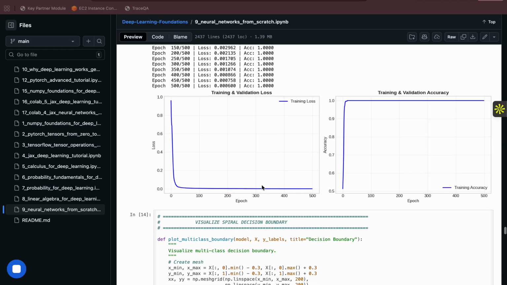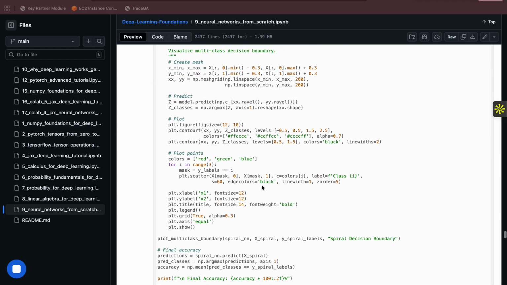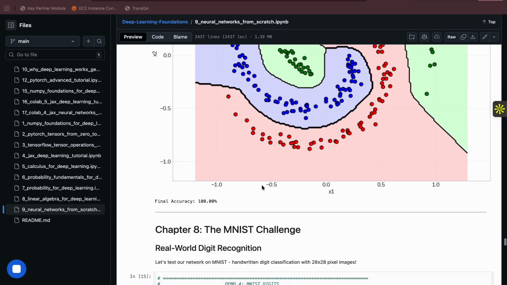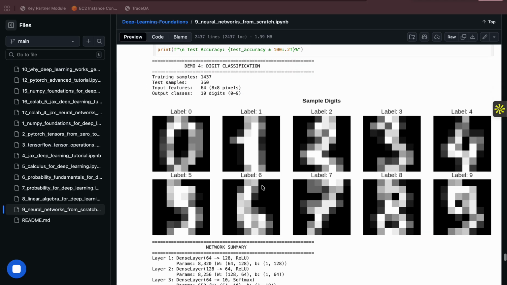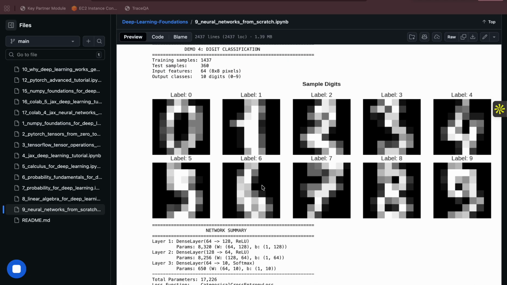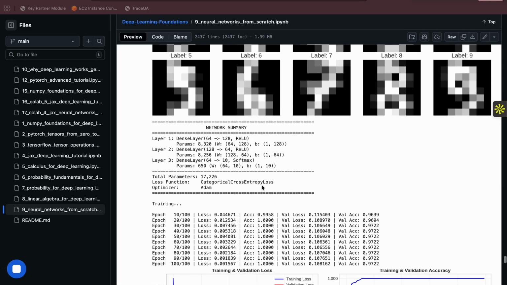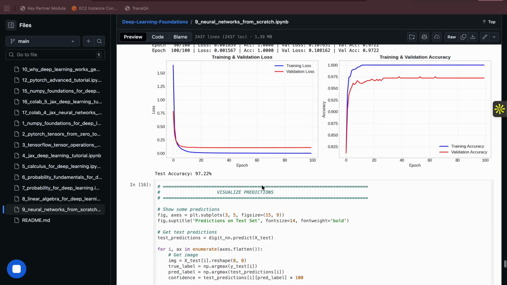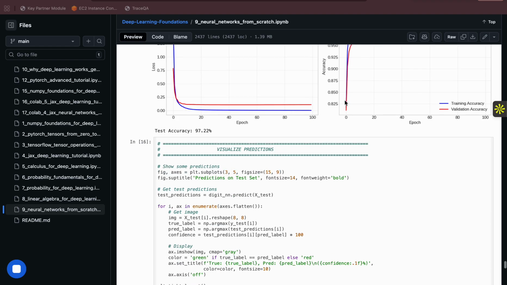Here we load the sklearn digits 8 by 8 images. Show the training and validation loss and validation accuracy.